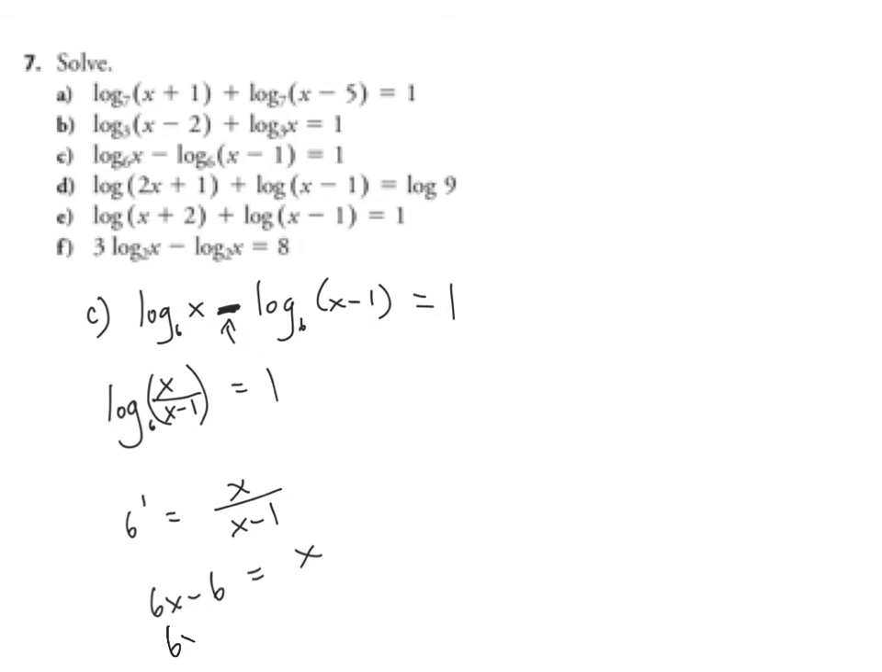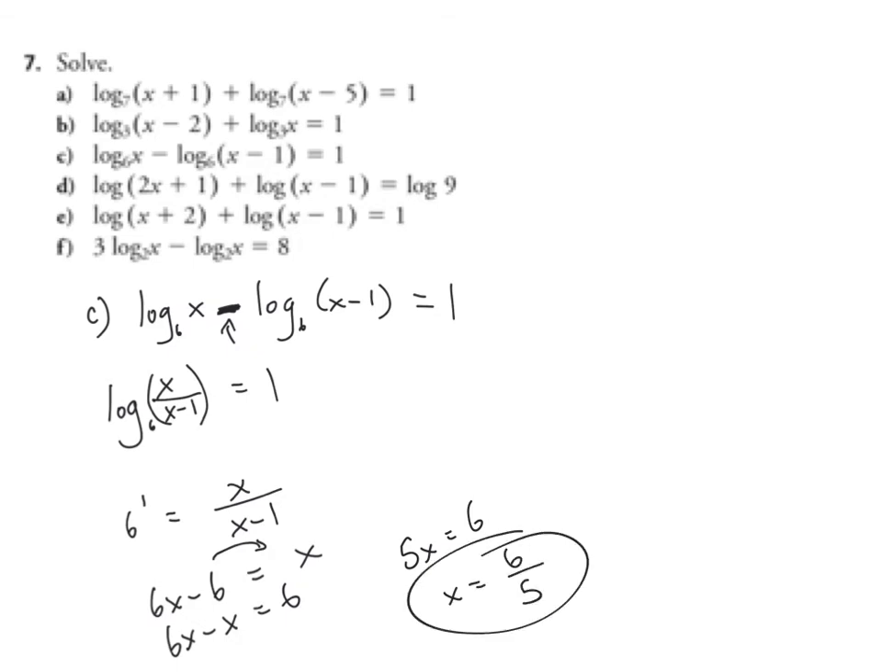So we got 6x minus x equals positive 6. This 6 comes over here. And so 5x equals 6 and x equals 6 over 5. There you have it. Make sure that is admissible.